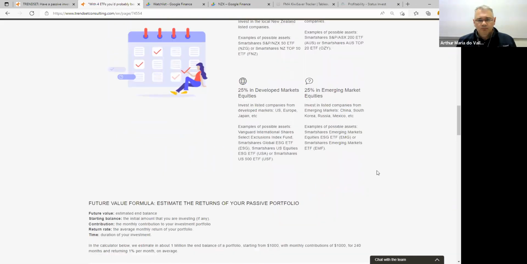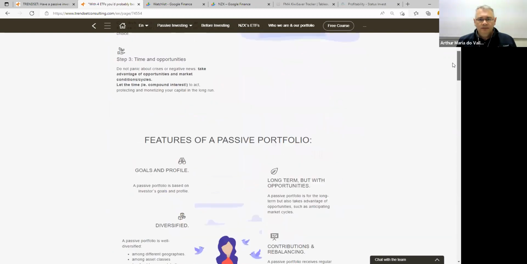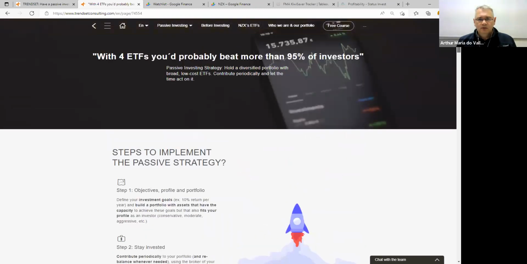Good. So that is the example. Later on, I will show you my own portfolio. Good. So now let's take a look at those 3 steps, okay?